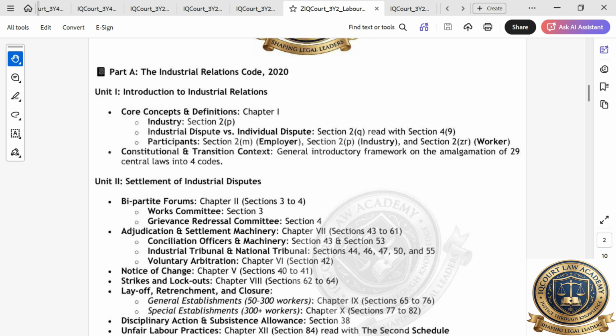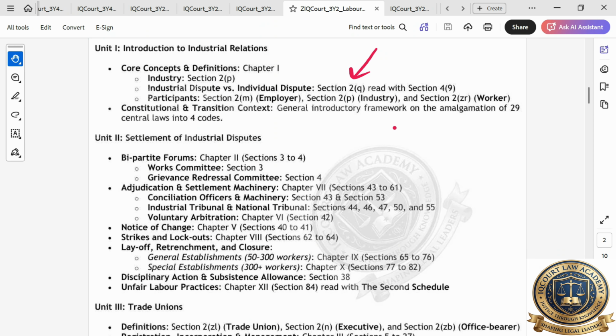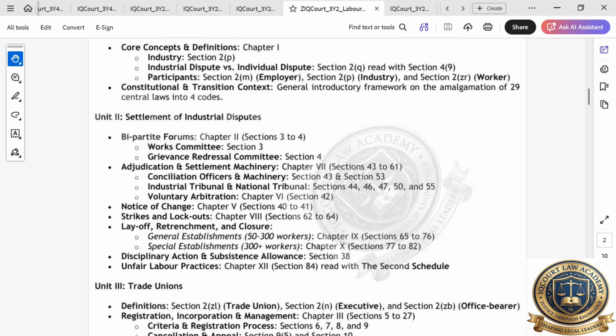Industrial Relations Code 2020. Introduction to the Industrial Relations Code. The core concept, industry, that came in Section 2 clause (j). Industrial dispute versus individual dispute. So as per the new syllabus, it is 2(q) read with 4 clause 9. This is the way they have made the changes in the new law.